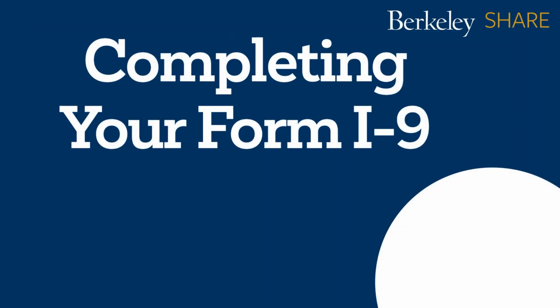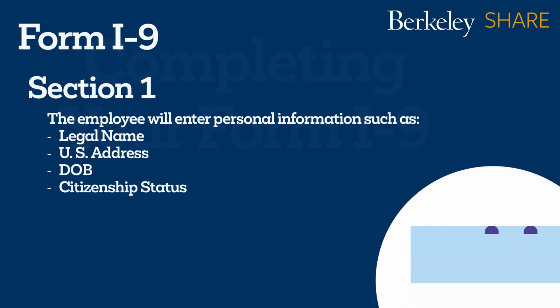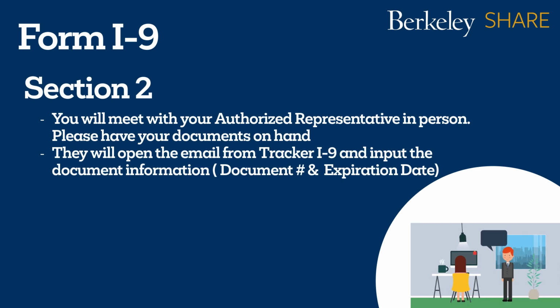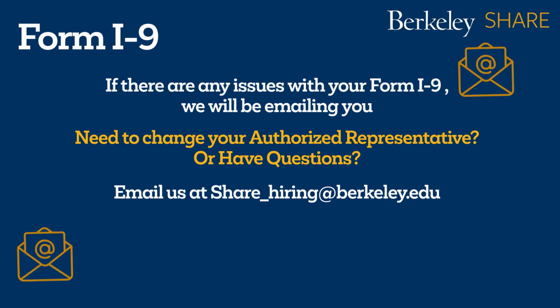This is a quick overview on how to complete your Form I-9. You and your authorized representative will receive an email via Tracker I-9 to complete your Form I-9. Section 1 is completed by you, the employee. In this section, they will ask you to input personal information such as your legal name, address, date of birth, and citizenship status. In Section 2, you'll meet with your authorized representative in person. They'll look at your work authorization documents and input document information such as your document number and expiration dates into the system. As a final step, our onboarding team will review your Form I-9.